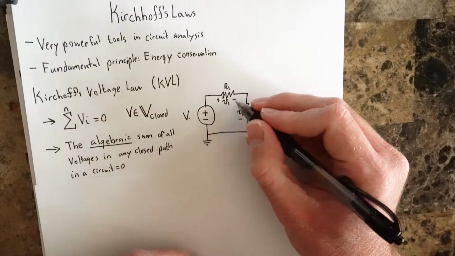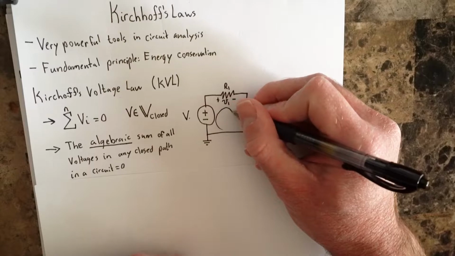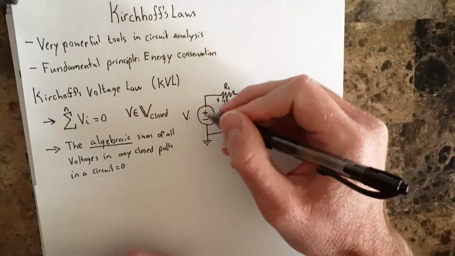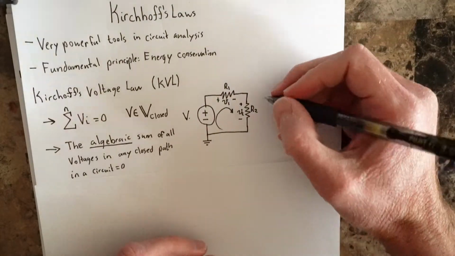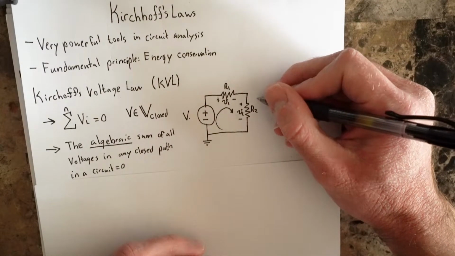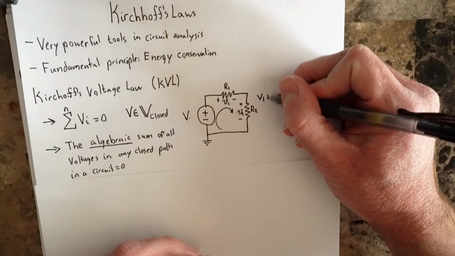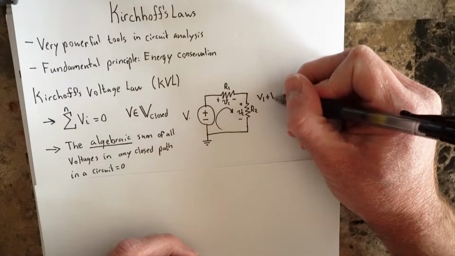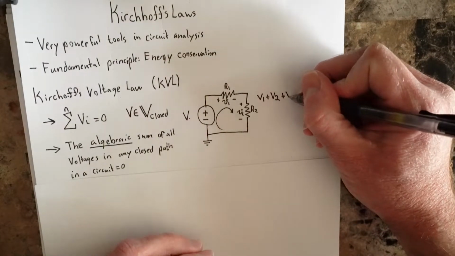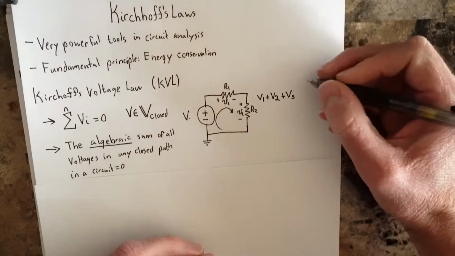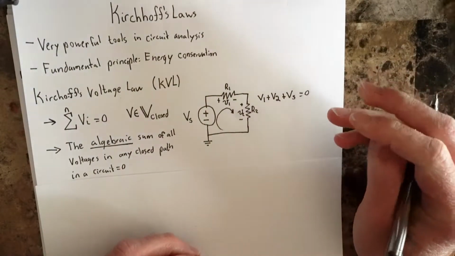As we sum around this loop, if we move around this loop in a circular fashion, then the sum of all these voltages must be equal to 0. So at some level, V1 plus V2 plus V source, I should call this V source, must equal 0.